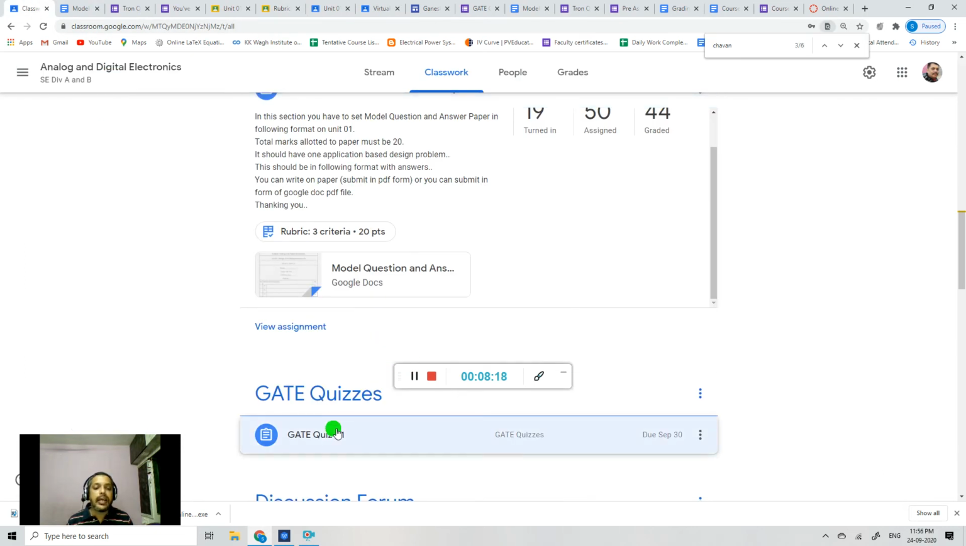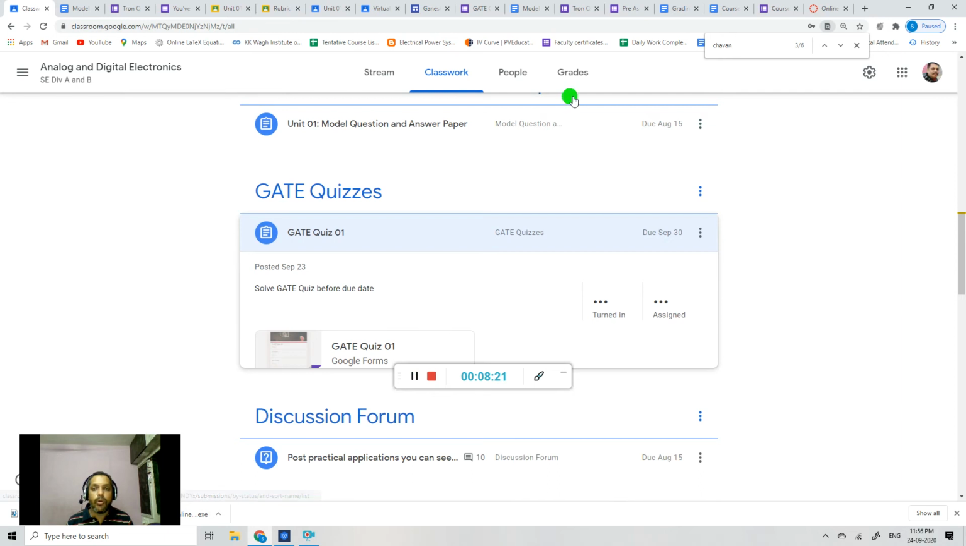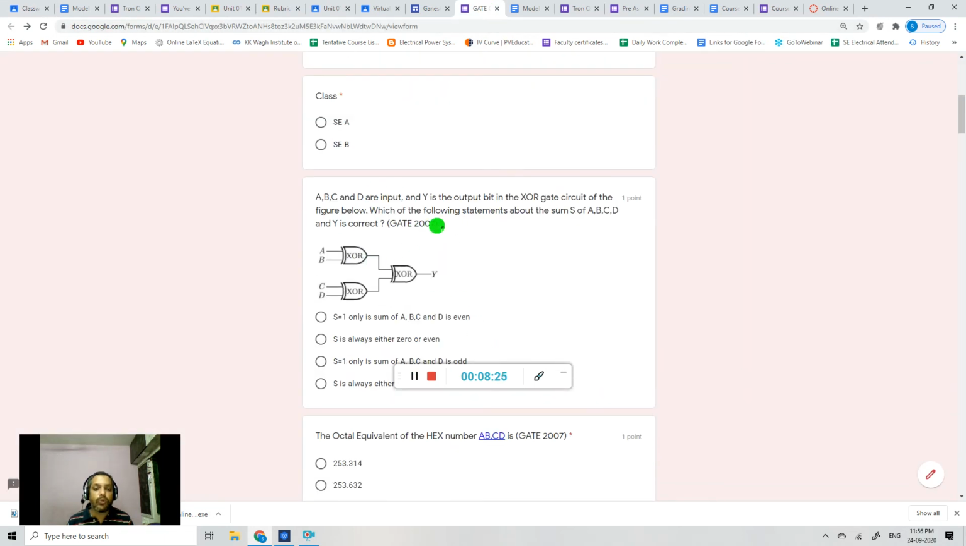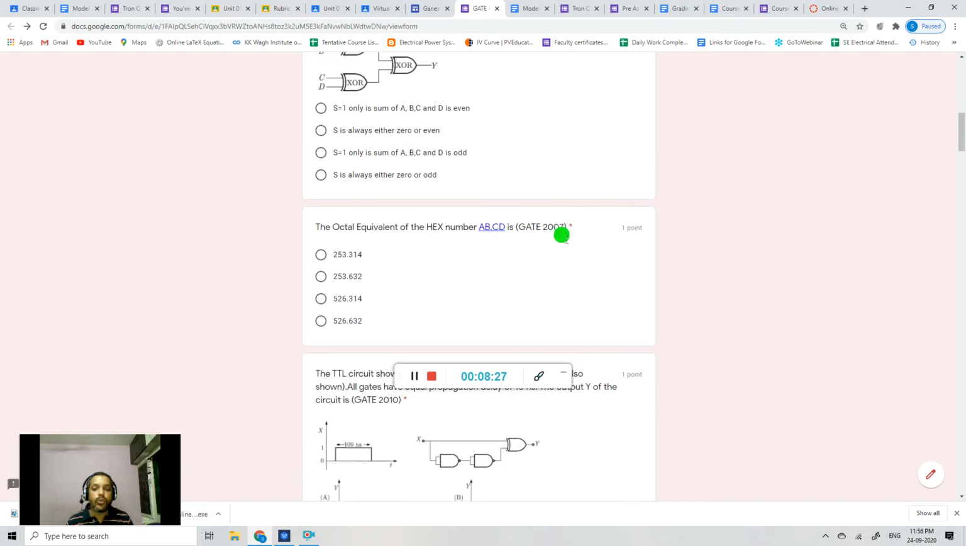Okay, then GATE quizzes, I have assigned the GATE quiz. Let me open the GATE quiz. In this GATE quiz, you will observe that this is the GATE 2007 question.